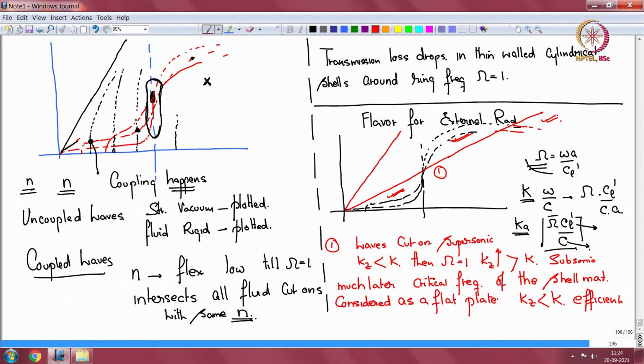That is one scenario. Just a minute before I change the page, let me put the labels. So this could be say n equal to 0, this could be n equal to 1, this is let us say omega axis, this is Kz a beta to the power half. Similarly this is omega, let us say this is n0, n1, n2, and this is Kz a beta.